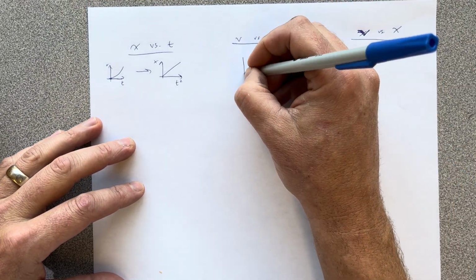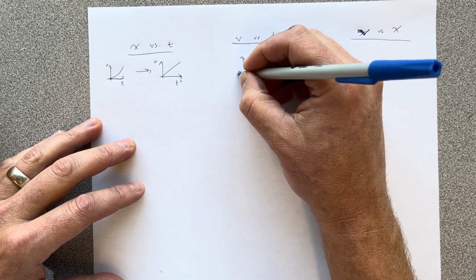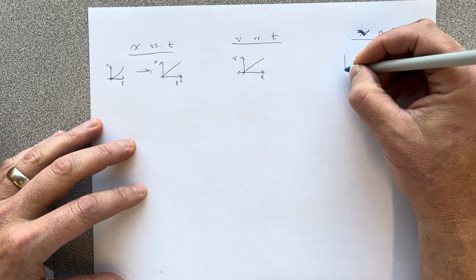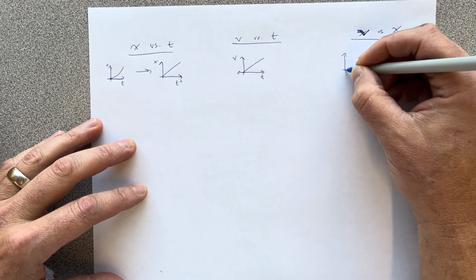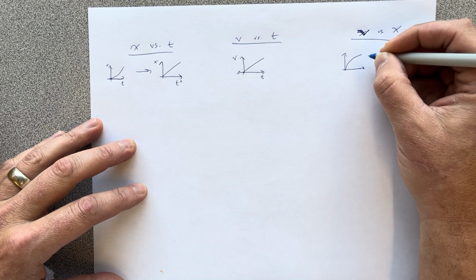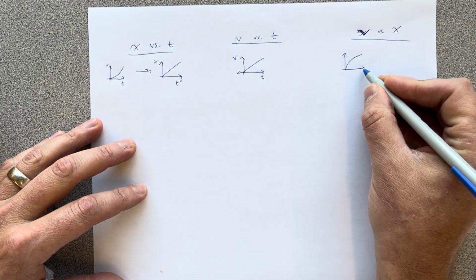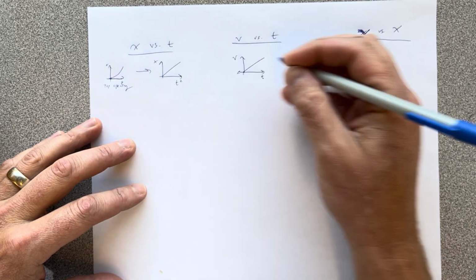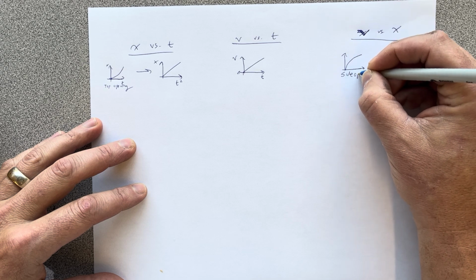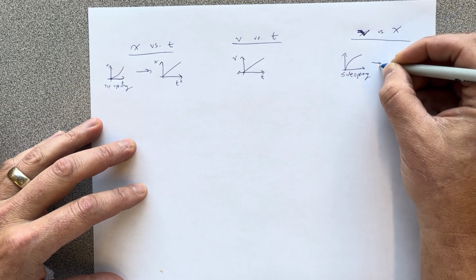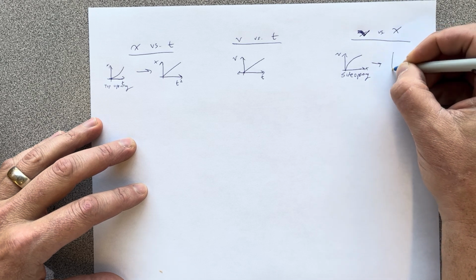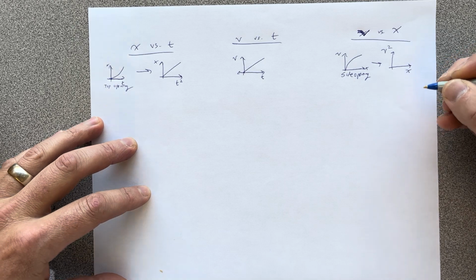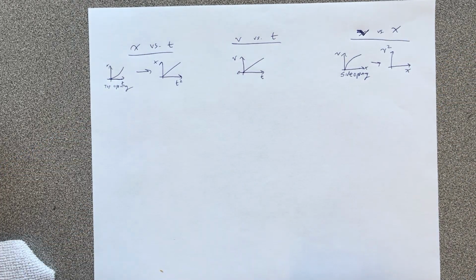Velocity and time was linear right out of the gate. We didn't have to do anything. Velocity and position was nonlinear. It was a side opening parabola. Top opening and side opening. All right, and that was velocity and position. And what we did for that one was we squared the velocity values and we got a straight linear relationship.